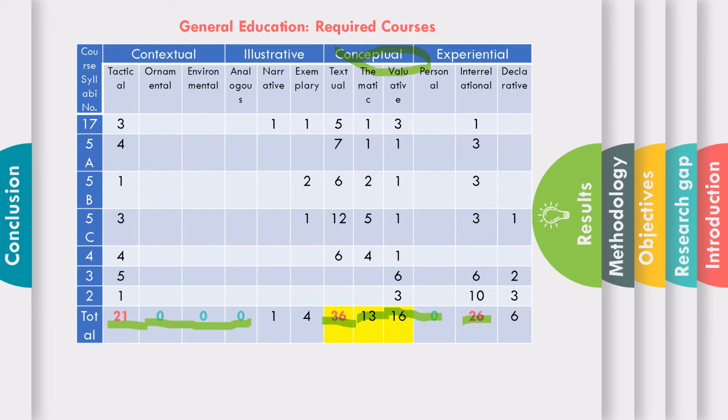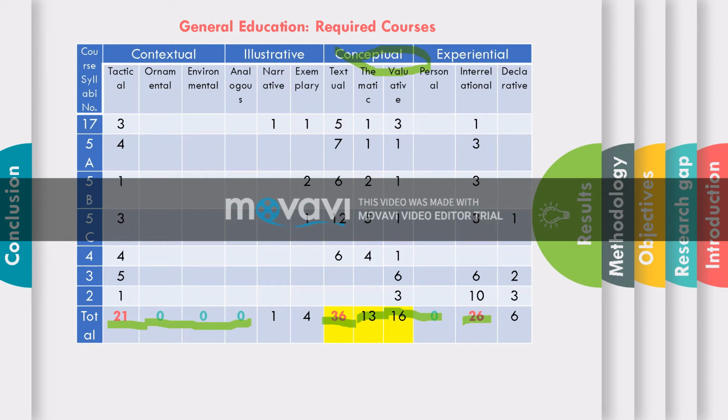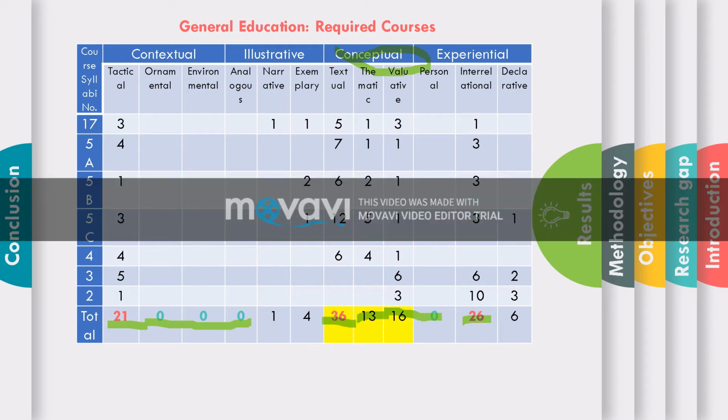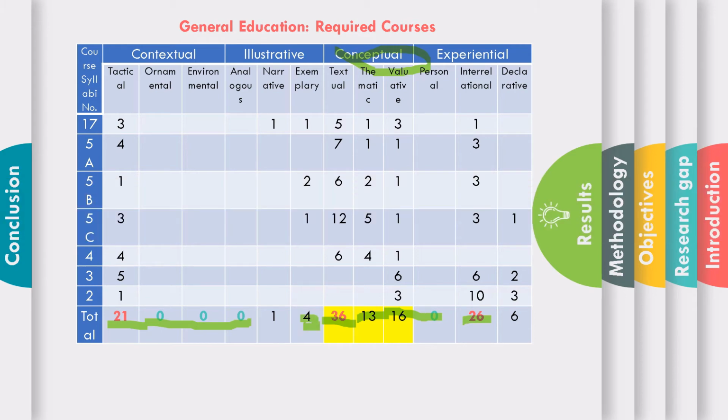Textual, being the most used in the required courses, was proven correct by Teacher 3, mentioning that Bible texts and quotes from Prophetess White were integrated in the class. Teacher 3 also mentioned that she tells Bible stories and relates the stories to the present time, which shows that Teacher 3 is among those teachers who employ exemplary method in the classroom.